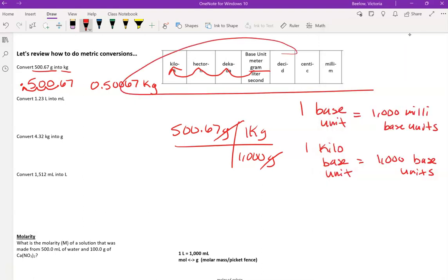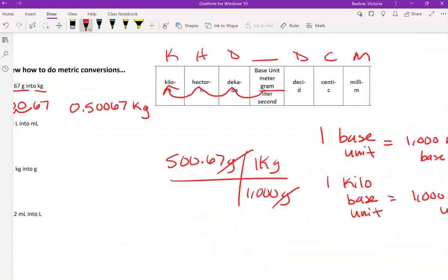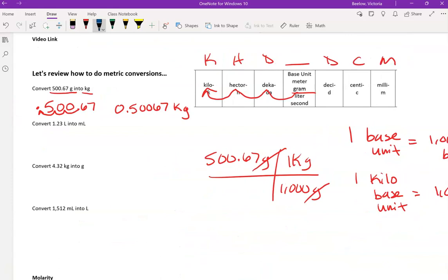I would definitely recommend putting this on your periodic table, or this is how I remembered it. I always remember King Henry died, and then you have your base units here, drinking chocolate milk. So this is how I've personally remembered this. King Henry died, pause, and then drinking chocolate milk. So then your base units go here, and then each of those letters stands for those prefixes that it corresponds with. So this would be a good time to pause the video and do the next 3 problems on your own, and then you can continue watching to get the correct answers.